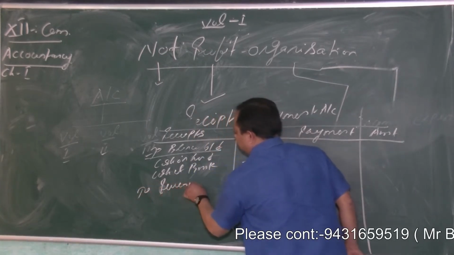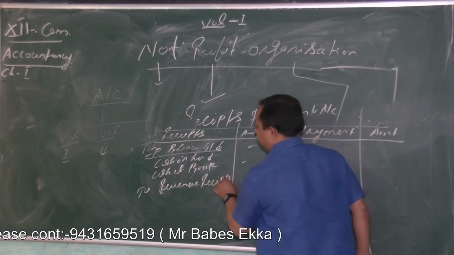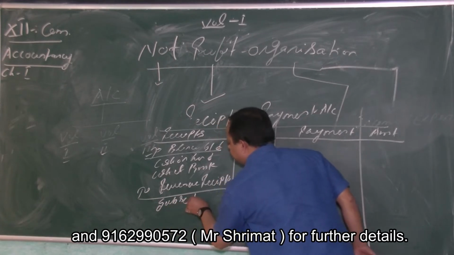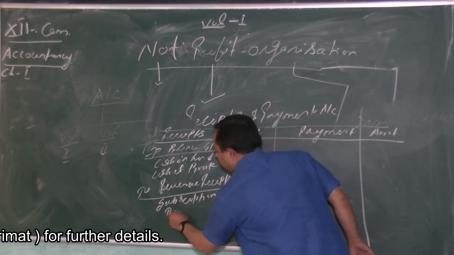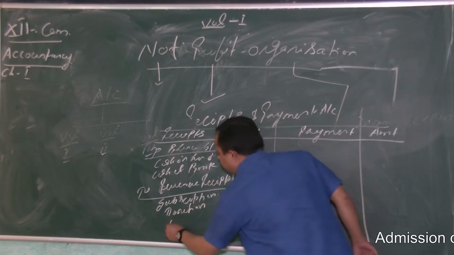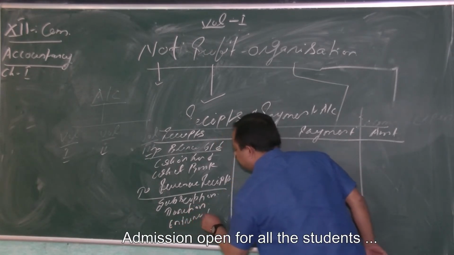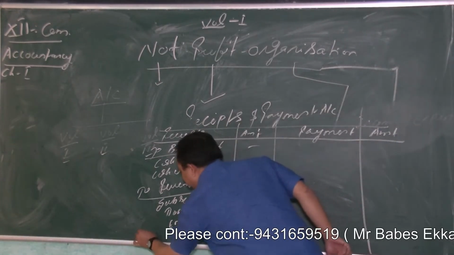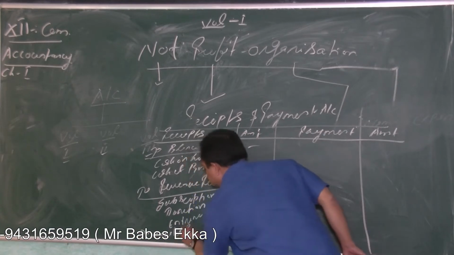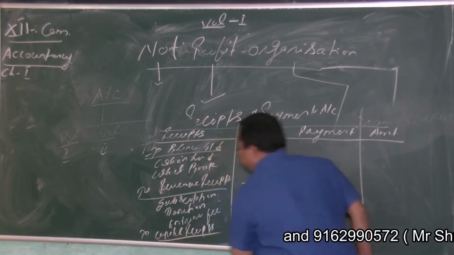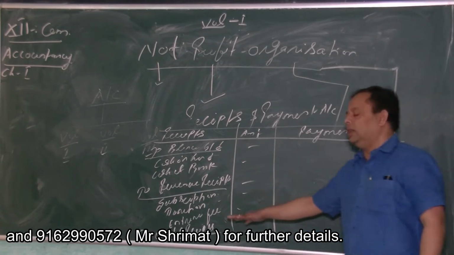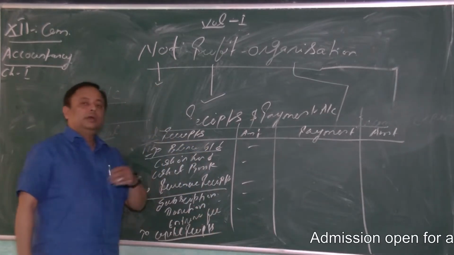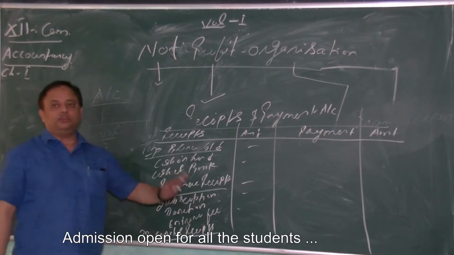In the receipt and payment account, we record both revenue receipt and capital receipt. In revenue receipt, we write subscription, donation, interest fee, and after that you write capital receipt. In capital receipt, you write down sale of land, sale of machine, sale of investment, that is called capital receipt.